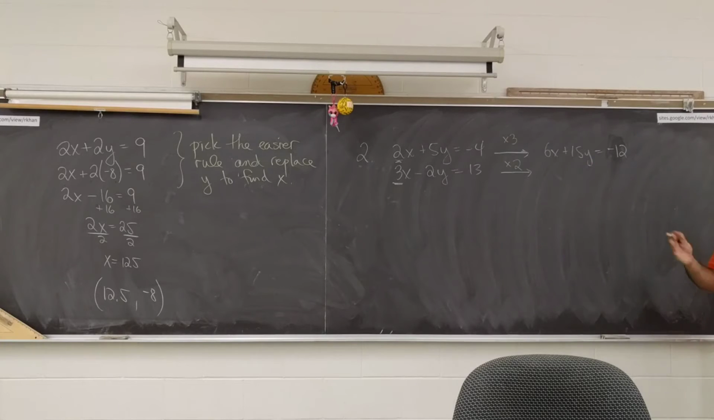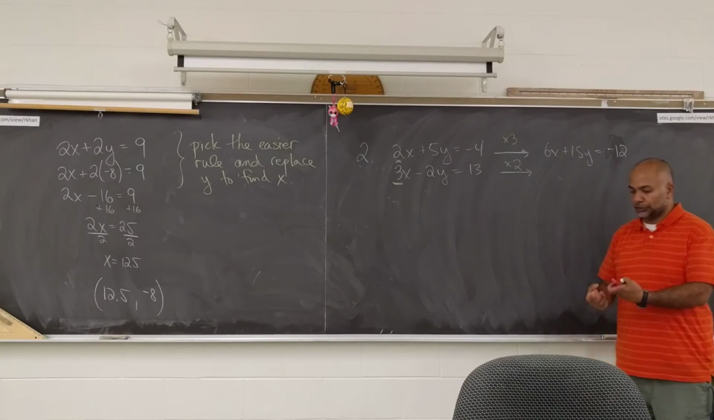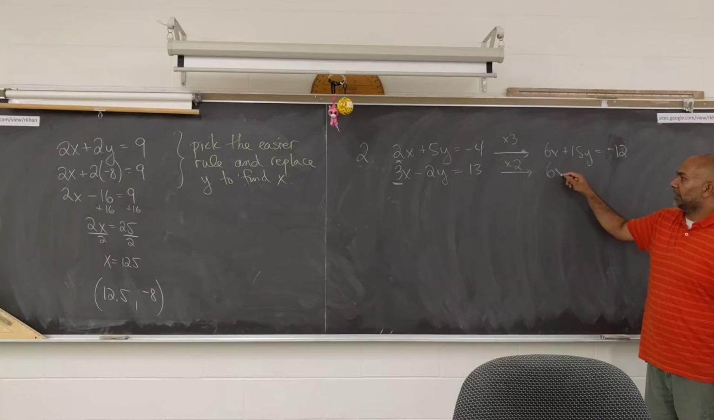The second rule, try not to make a mistake here. Let's multiply everything by 2. So when we do that, we get a 6x minus a 4y is equal to 13 times 2 is 26.